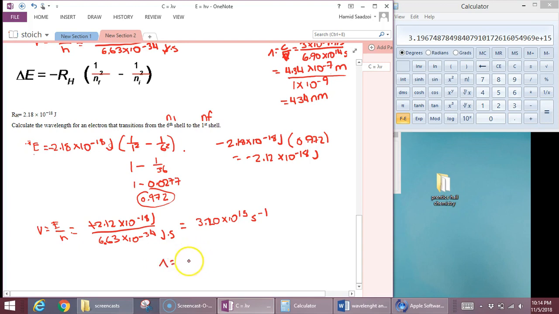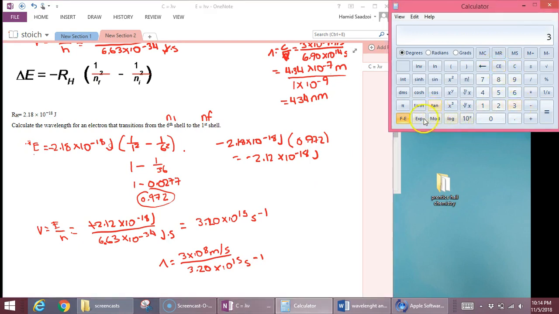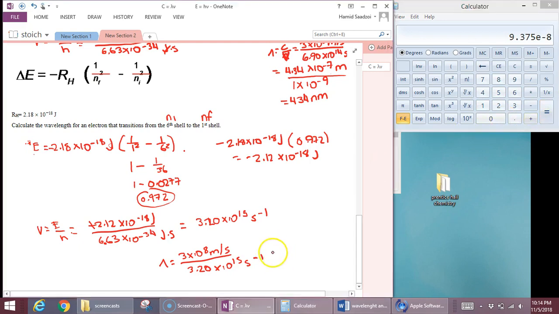Solving for wavelength is equal to 3 times 10 to the 8 meters per second divided by 3.20 times 10 to the 15th seconds to negative 1. So clear this out. 3 exponent 8 divided by 3.20 exponent 15, and we get 9.38 times 10 to the negative 8 meters.